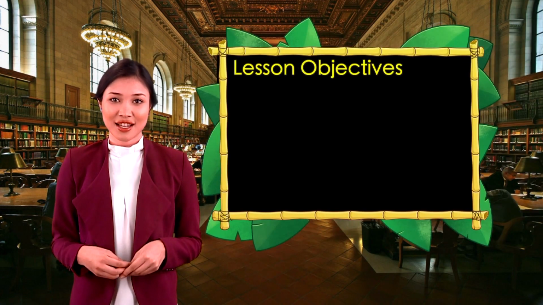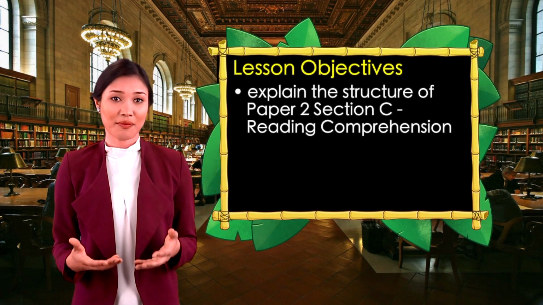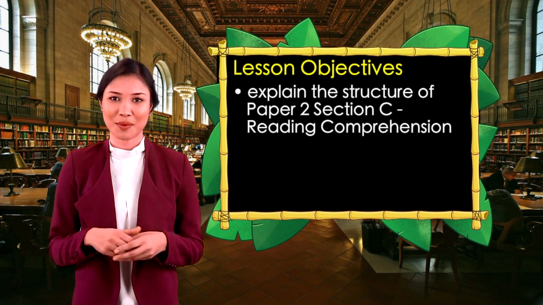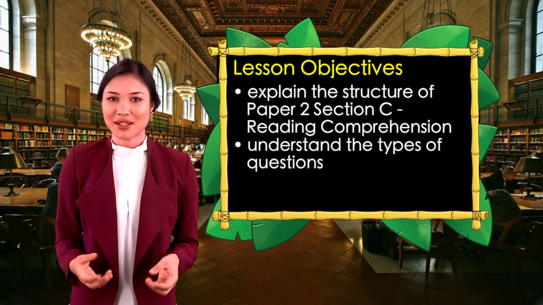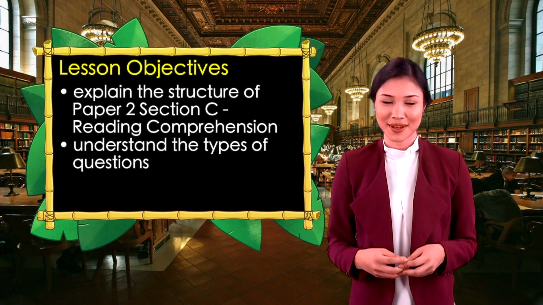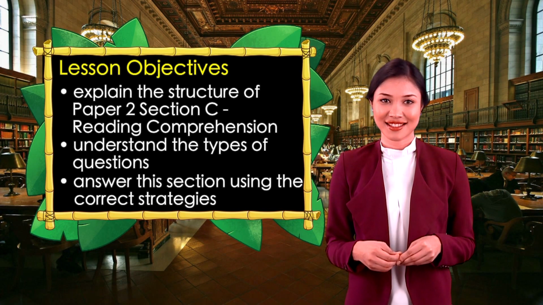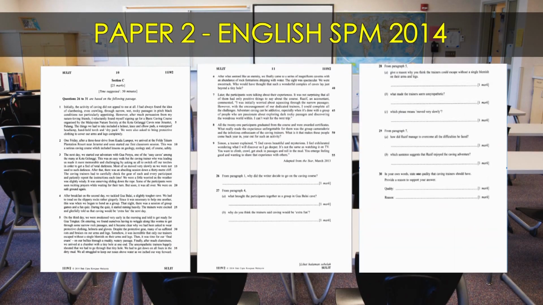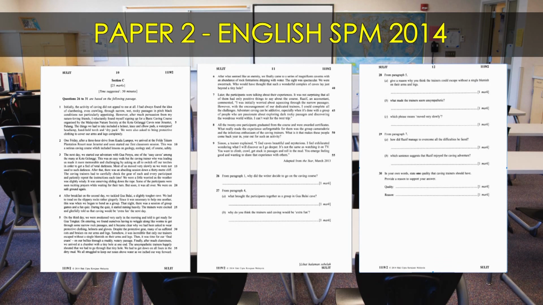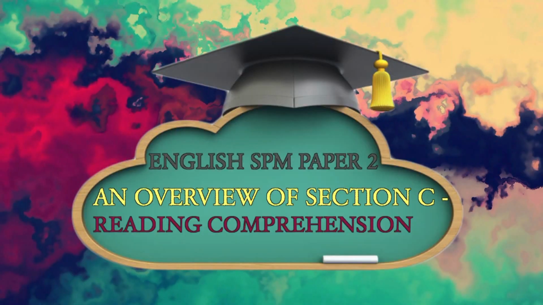By the end of this lesson, you should be able to explain the structure of Paper 2, Section C, Reading Comprehension. Understand the types of questions. And lastly, you should be able to answer this section using the correct strategies. In order to help you understand better, I have provided you with an extract from the 2014 SPM paper. Follow my instructions and you should be able to answer Paper 2, Section C, Reading Comprehension in no time. So what are we waiting for? Let's begin.